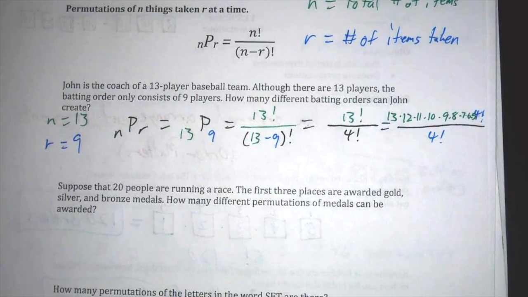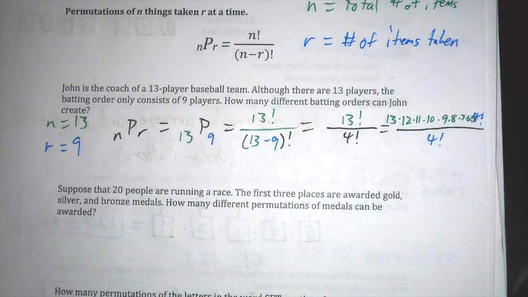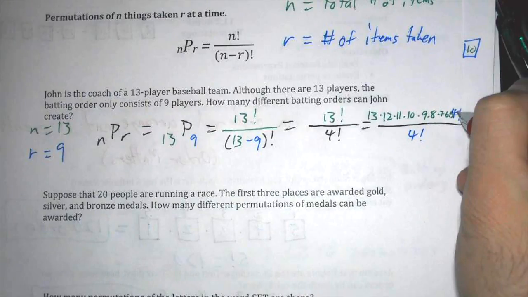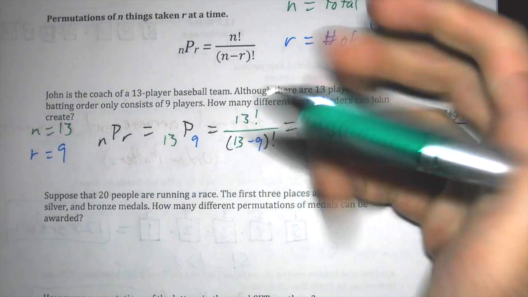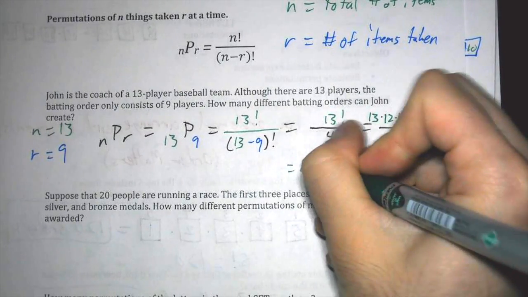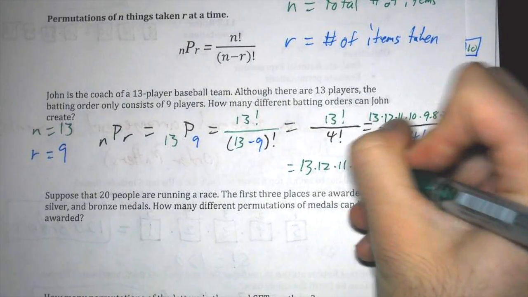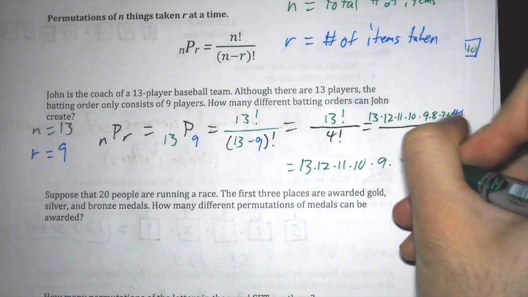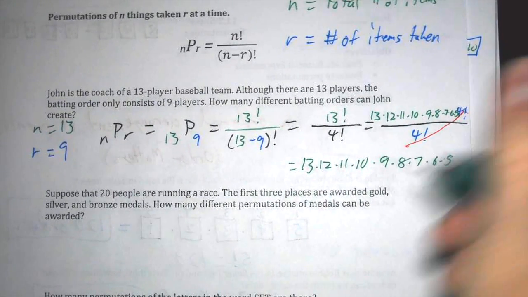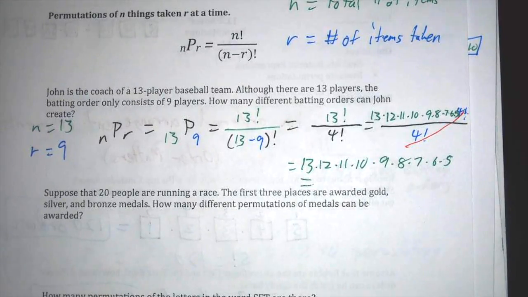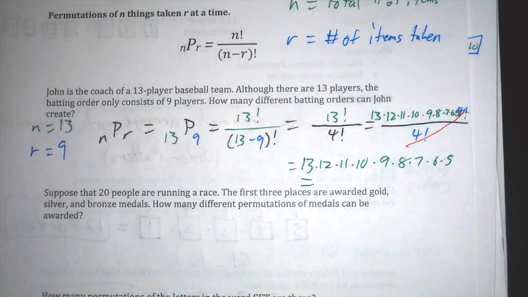So there is a little 5, I promise. Our 4 factorials are going to cancel. This will leave behind 13 times 12 times 11 times 10 times 9 times 8 times 7 times 6 times 5. Yeah, that's a lot of numbers. And that's why I am going to show you guys how to do this on the calculator.